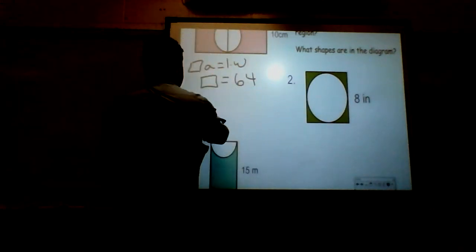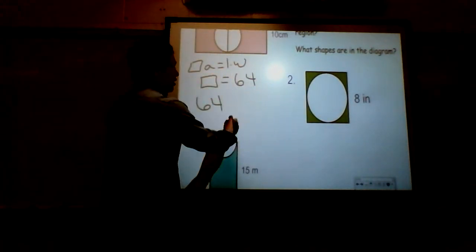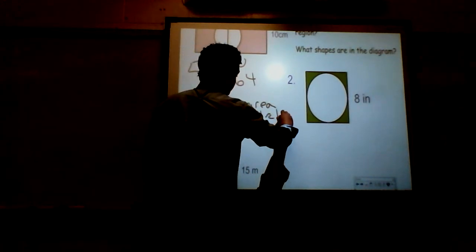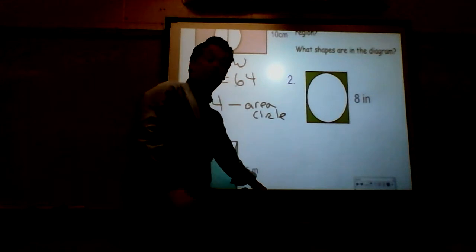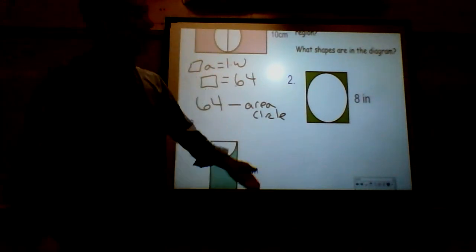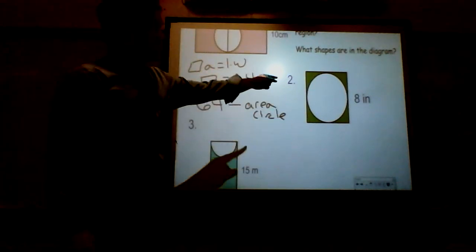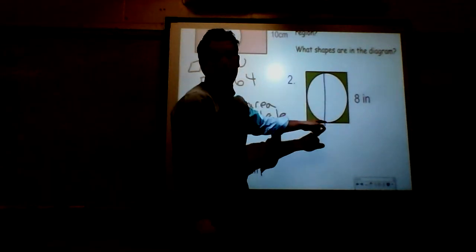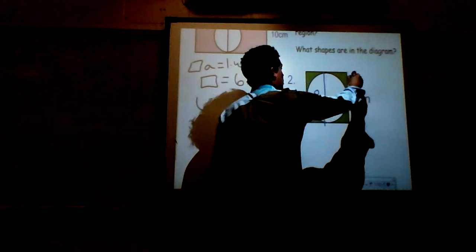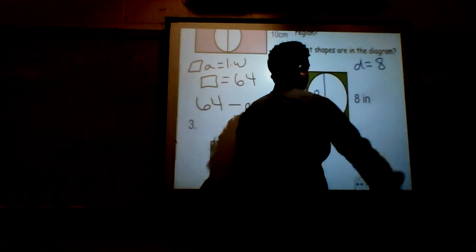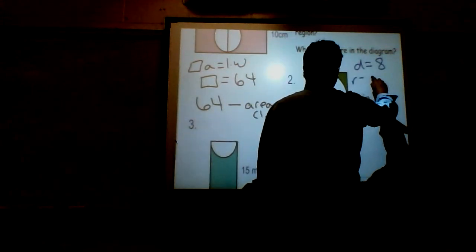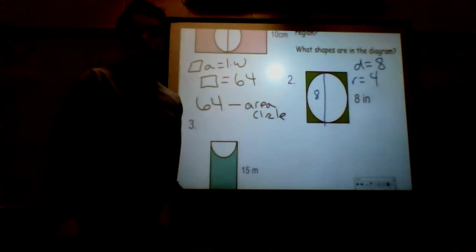So I'm going to have to take the area of the whole figure, which is that square, and take away the area of the circle. See, it looks tricky, but really it's not. All the information is there. So when I look at this circle, I already know from top to bottom measures 8, which means the diameter measures 8. If the diameter measures 8, radius is half that, radius measures 4.